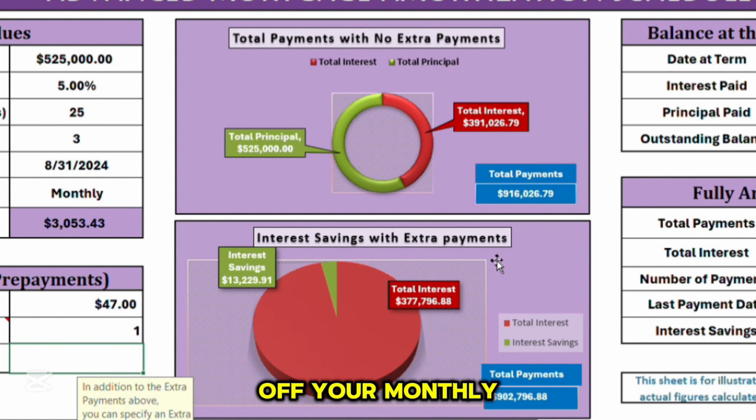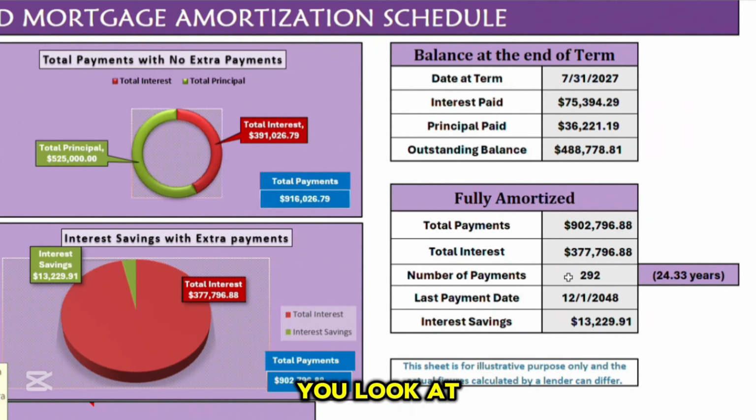And by rounding off your monthly payment to $3,100, total interest saving over the period of mortgage will be around $13,229. And here if you look at the number of payments, it has reduced by 8 payments, which means you will be able to pay off this 25 years mortgage 8 months before. So see, just by rounding off your mortgage payment, you can save this much of interest.